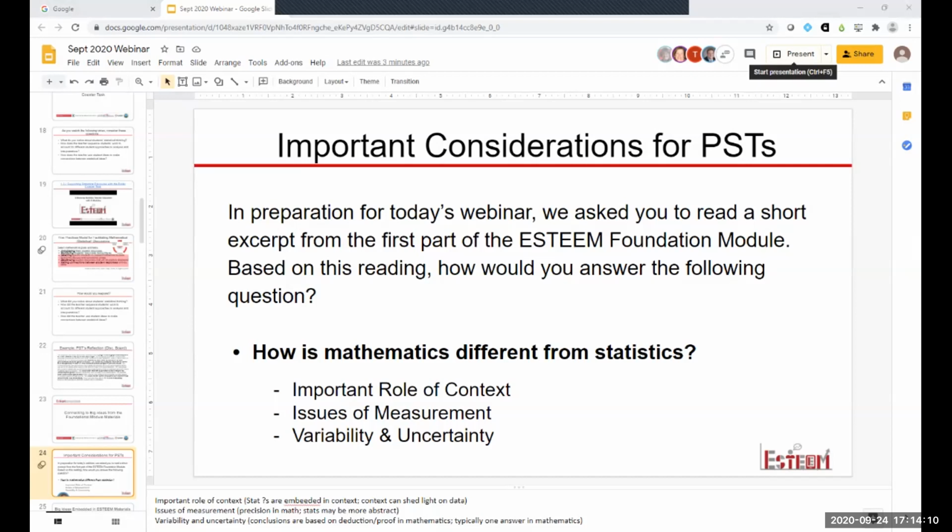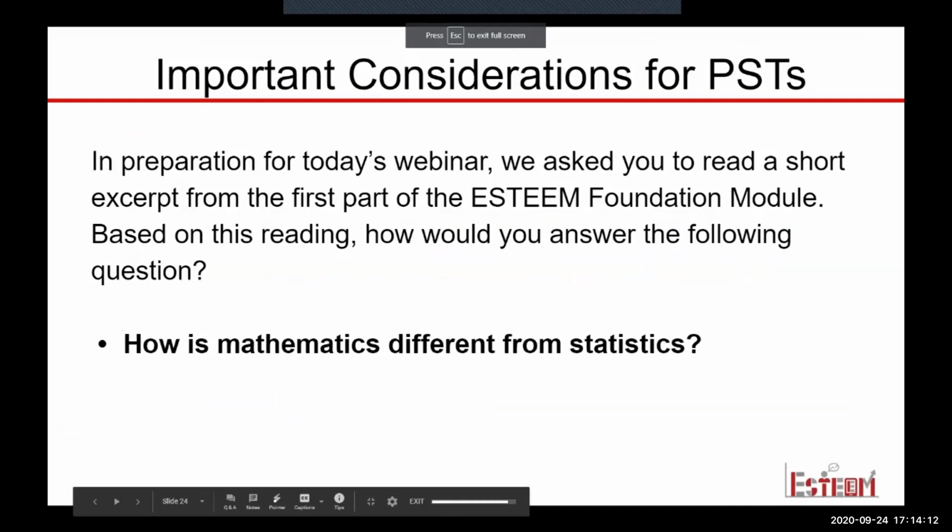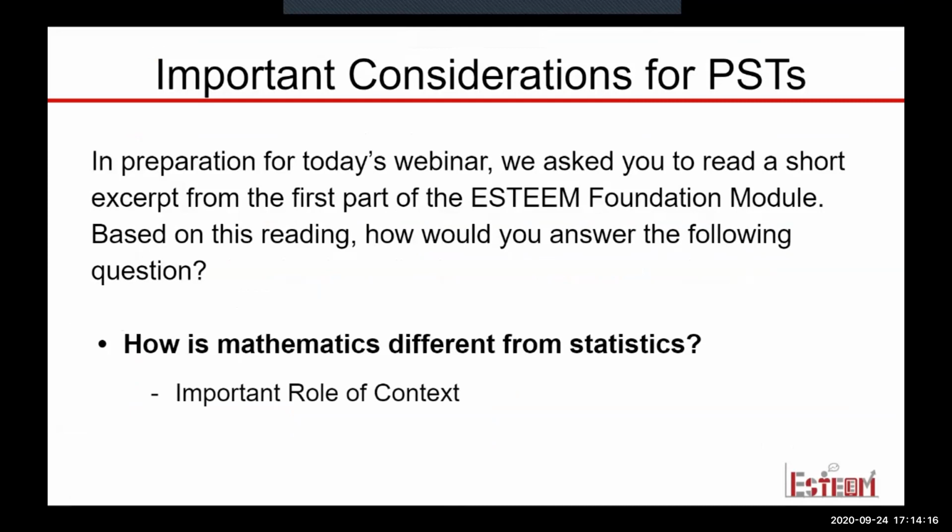So the role of context, like I definitely think mathematics can have context, but it also can be context free. But statistics, you really are going to have context no matter what. Right? Context can kind of shed light on the data. We want to be sure that statistical questions are embedded in a context.